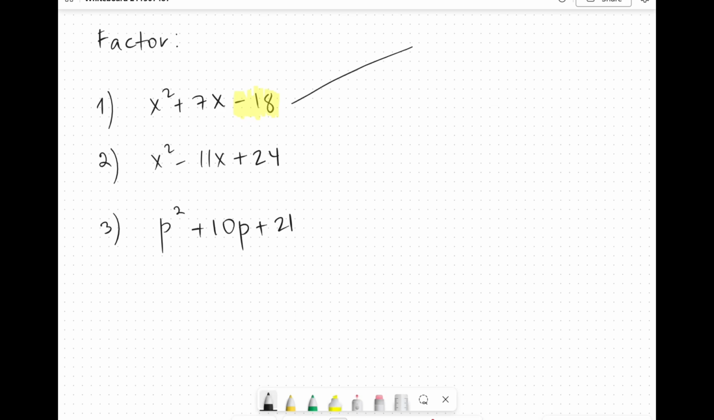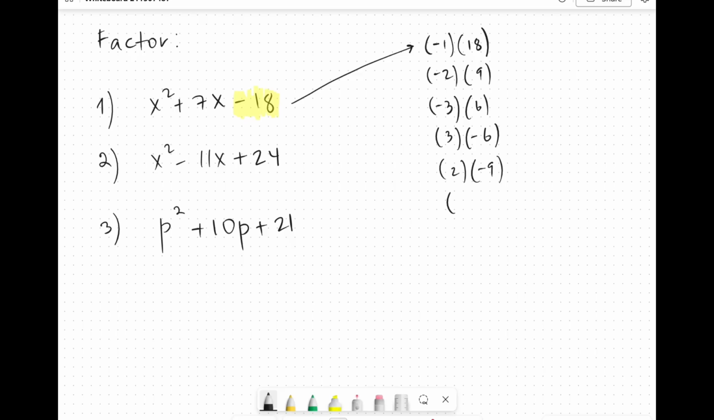So for this negative 18, the options are negative 1 and 18, because if you multiply negative 1 by 18, you get negative 18. There are more, negative 2 and 9. You can also multiply negative 3 by 6. You could multiply positive 3 by negative 6, or positive 2 by negative 9. And you can also multiply positive 1 by negative 18. These are all the pairs of numbers that multiply to negative 18.